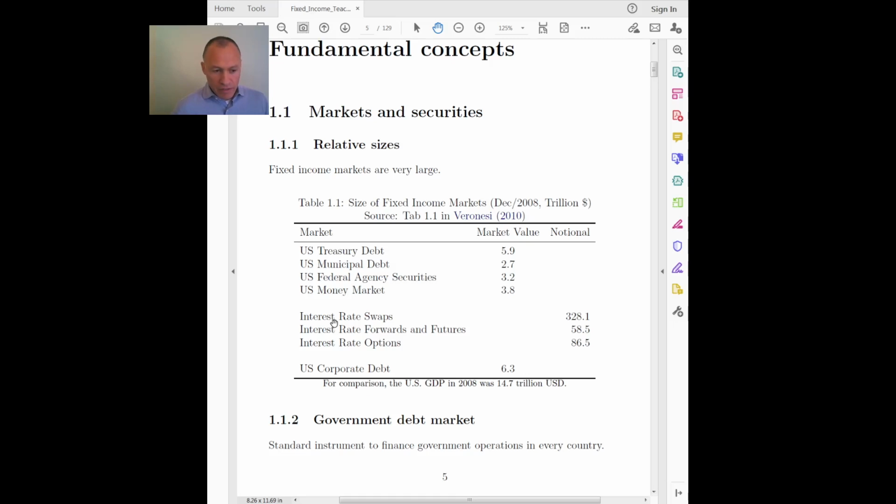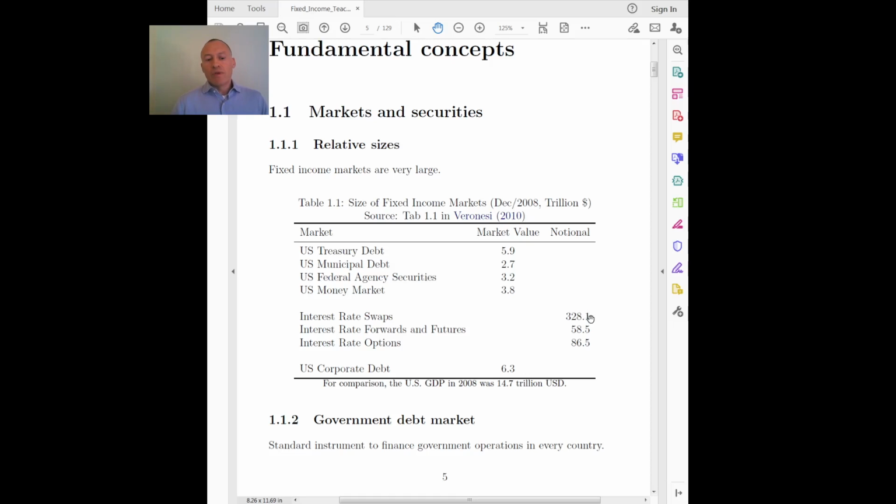And here, if you look at the first one, interest rate swaps, you see a huge amount of money, right? This is $328 trillion of notional. So this is not exactly the same thing as the market value. We're not comparing apples to apples, but still, this is a huge amount. It's 2 orders of magnitude larger than the government debt market.